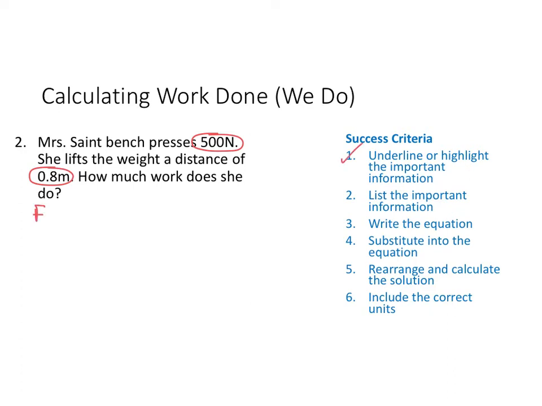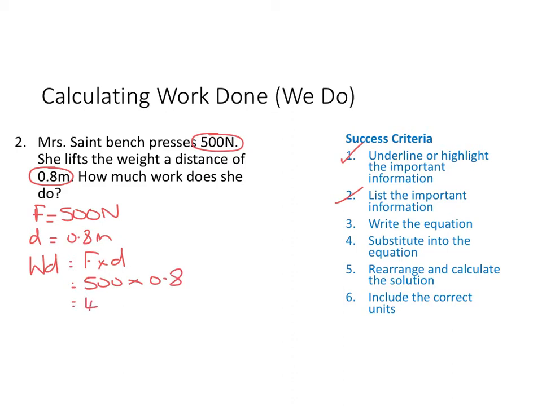So force and distance. The force is 500 newtons. The distance is 0.8 meters. Now we need to write the equation. Work done equals force times distance. So that equals 500 times 0.8, and that gives us 400 joules. So we've written the equation, substituted, rearranged, calculated, and used the correct units.